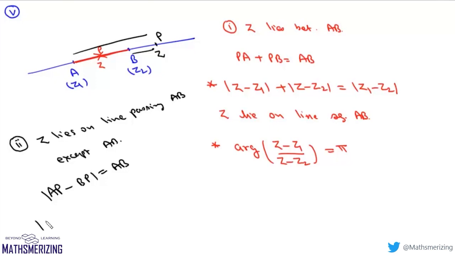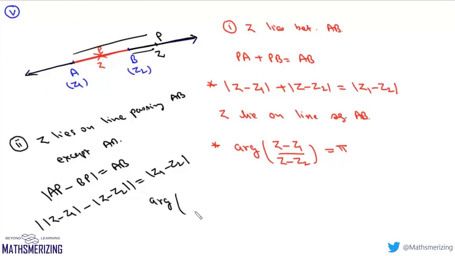So we can write this condition as mod of z minus z1 minus mod of z minus z2 is equal to mod of z1 minus z2. In that case, this z will lie on these two rays, one through this point B and the other through this point A. Another way to write it is in terms of argument: argument of z minus z1 upon z minus z2 is 0. So that's our fifth locus.